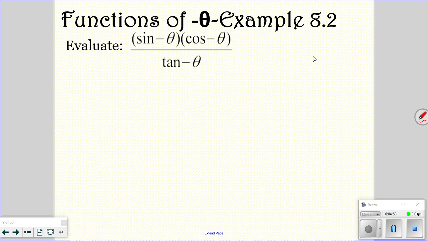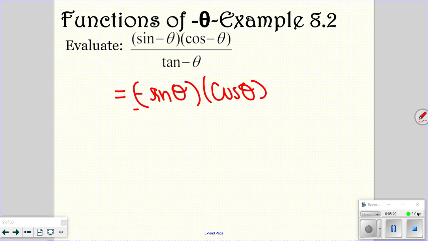So we want to simplify this one as much as we can. The first thing that we're going to do is try to get rid of our negatives, or at least make them not negative thetas. So sine of negative theta becomes negative sine of theta. And for cosine, what happens to the negative on it? It just disappears, so it becomes cosine of theta. And tangent of negative theta is negative tangent of theta. And then we have a negative on the numerator and the denominator, so those can cancel.